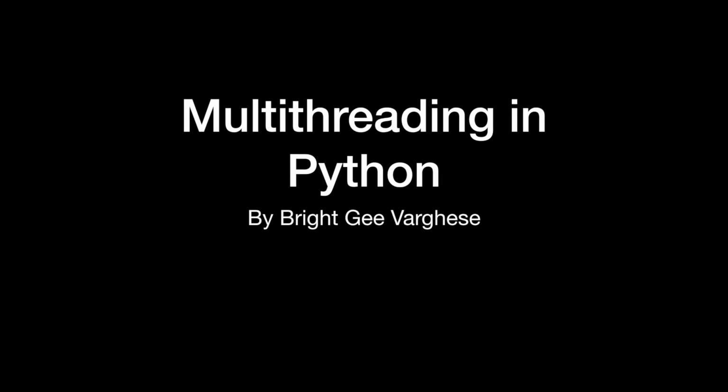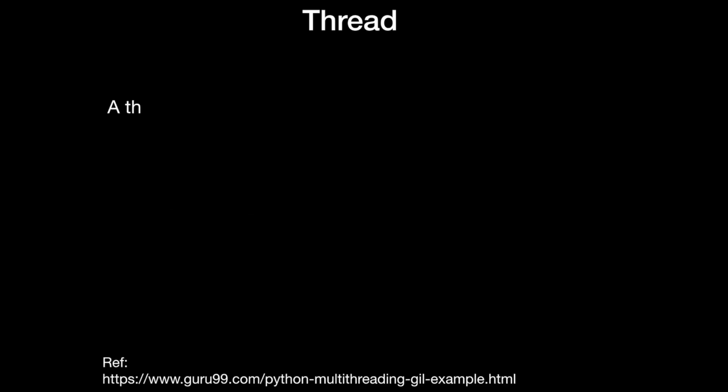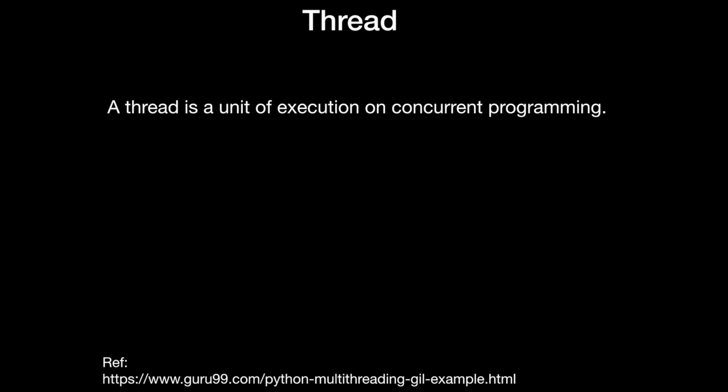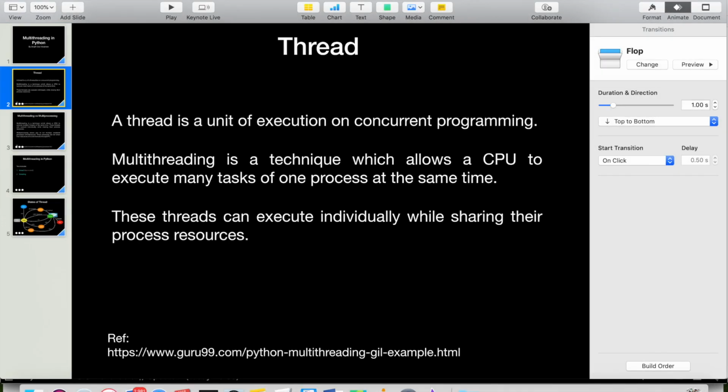Now we are going to see the concept of multithreading in Python. So let us see what a thread is. The basic definition goes like this: it is a unit of execution in concurrent programming. Let me illustrate with a very simple example.